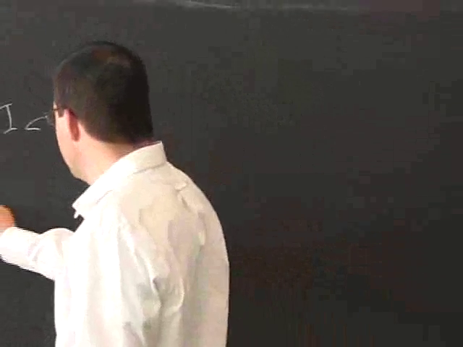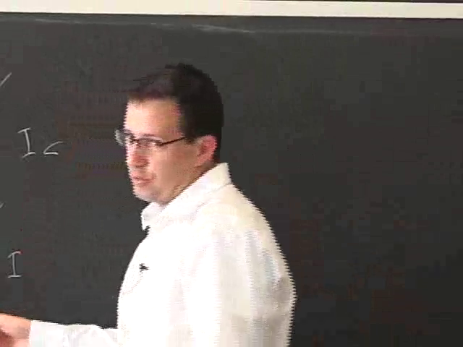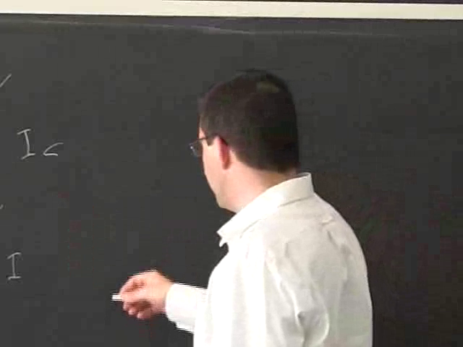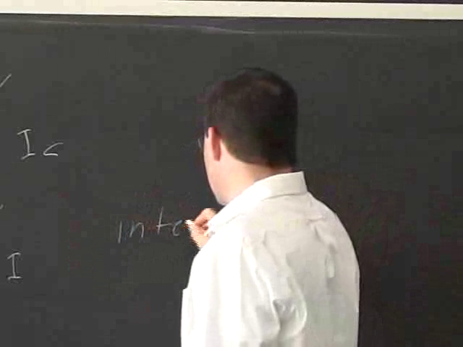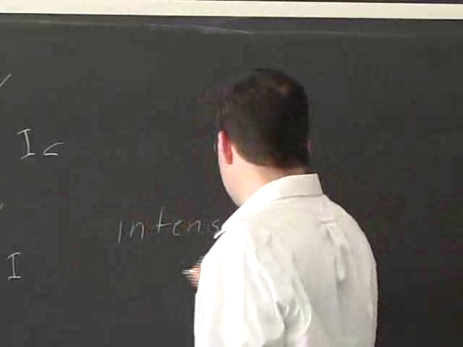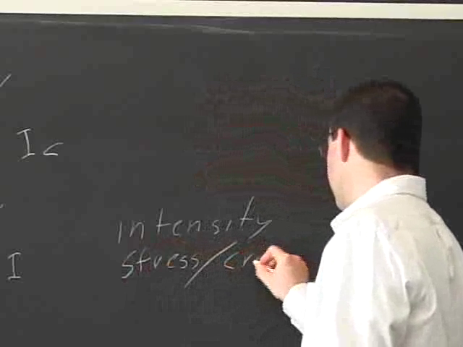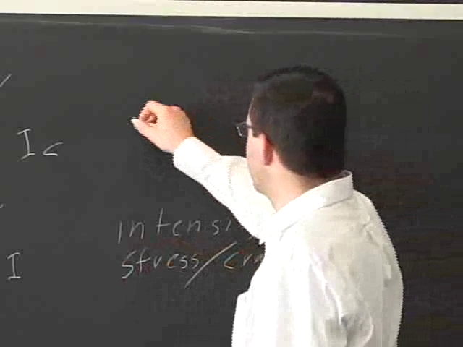So when we say fracture toughness, a lot of times we'll talk about K1C. So the C stands for critical as opposed to just K. So if we have K or K1, this just means how much load you're putting on it. So that's the intensity of the stress. Yeah, I think that's what I call it: stress and crack together. And this one is the material property.